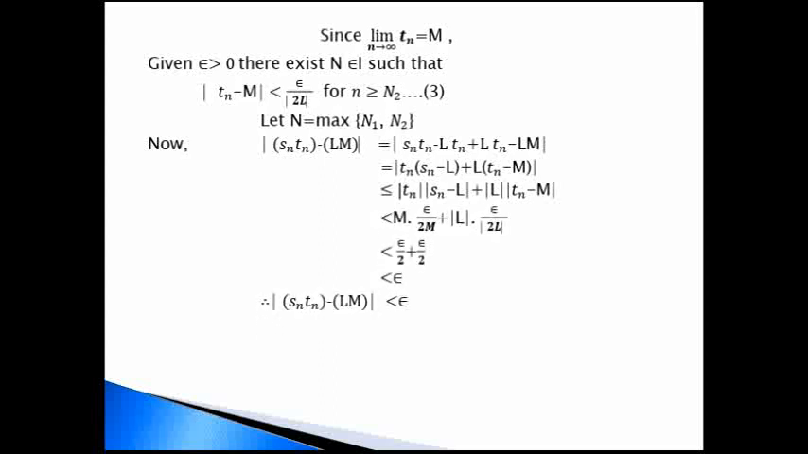Substitute 2 and 3 in the above inequality, we get less than M into epsilon by 2M plus modulus of L into epsilon by modulus of 2L. Simplify that, we get less than epsilon, that is modulus of Sn Tn minus LM is less than epsilon. Therefore, limit n tends to infinity Sn Tn is equal to LM. Hence proved.